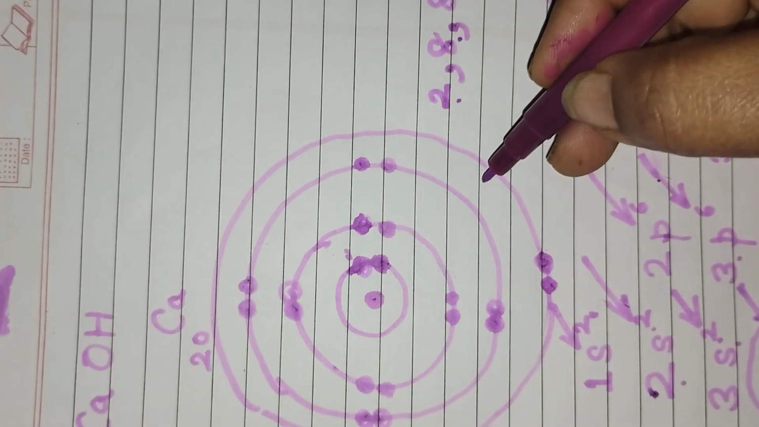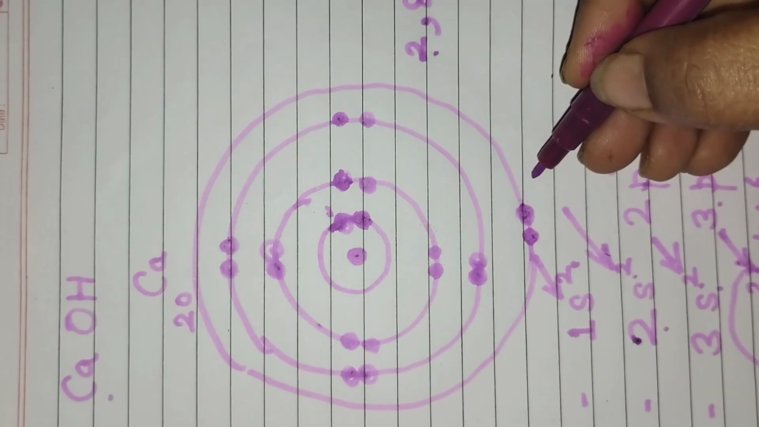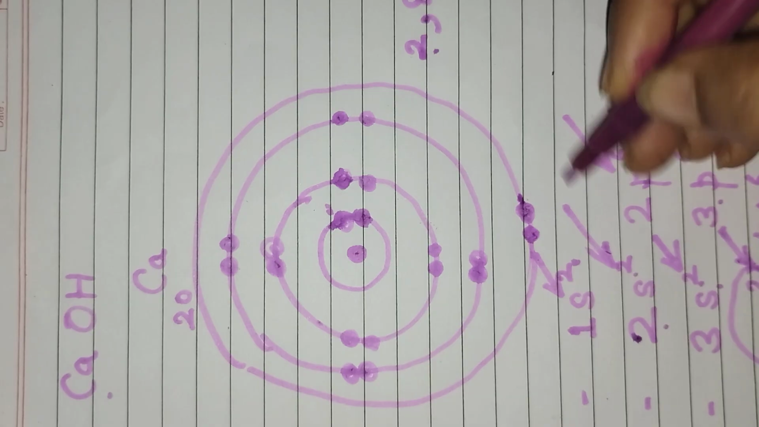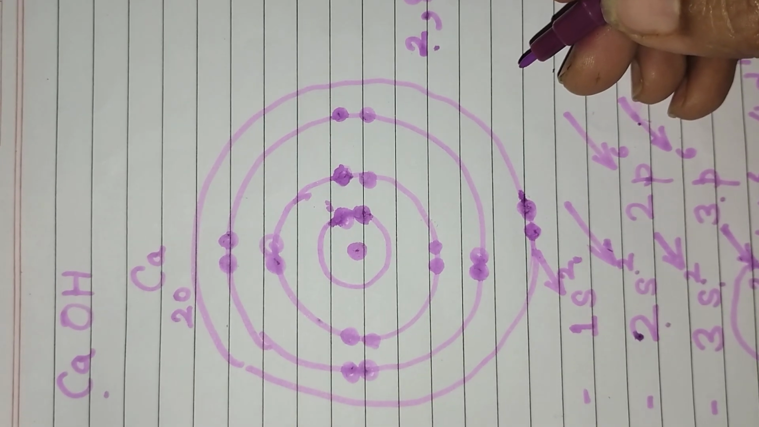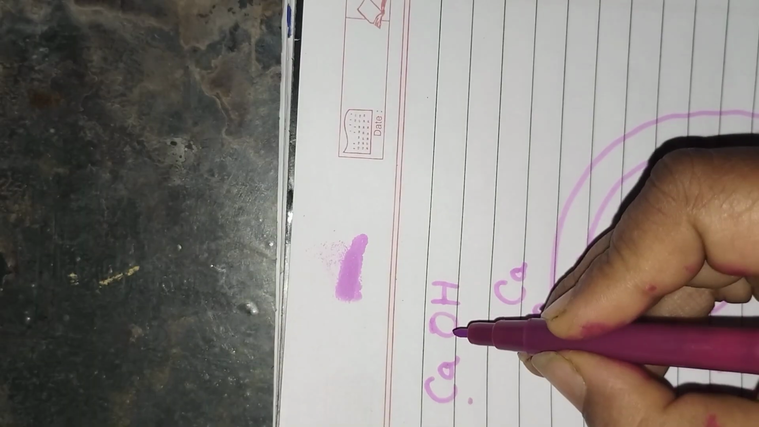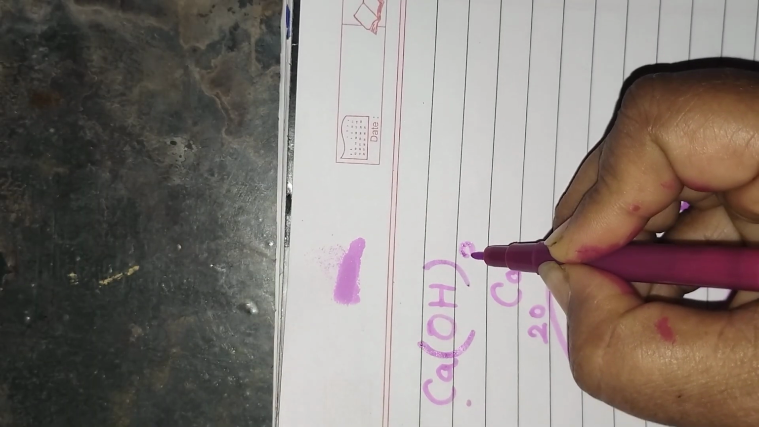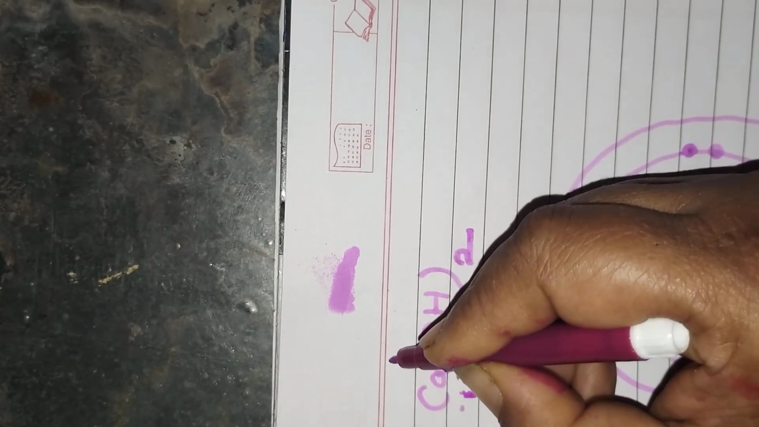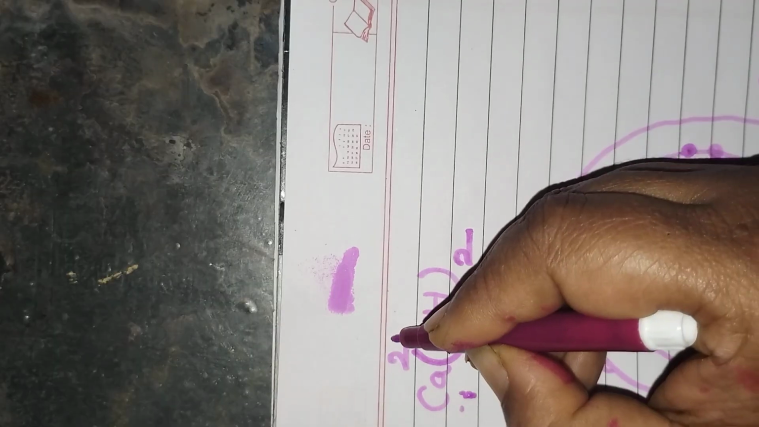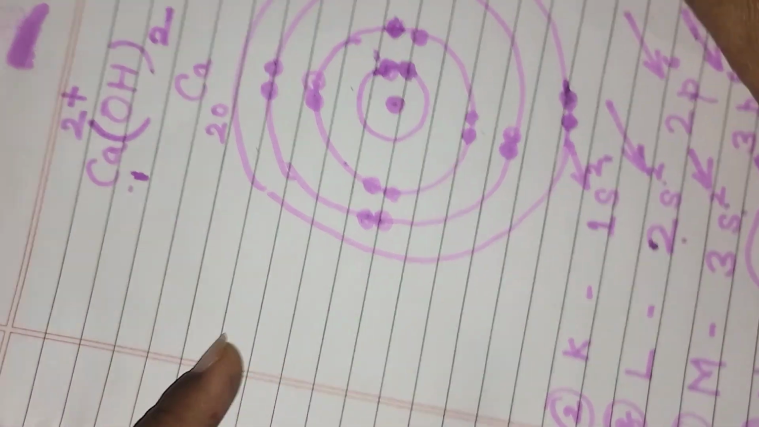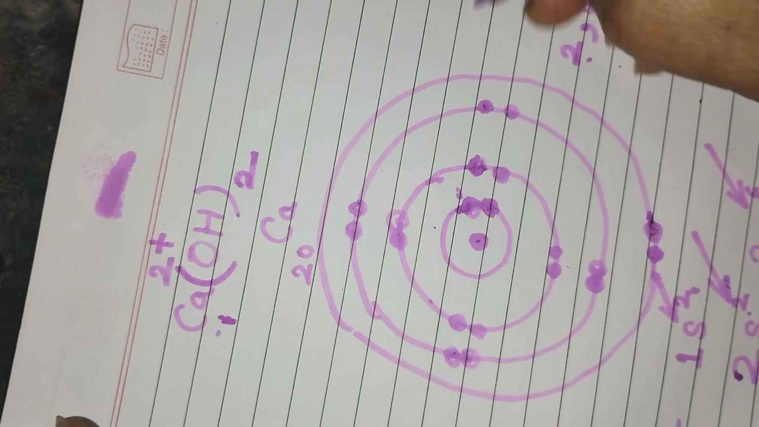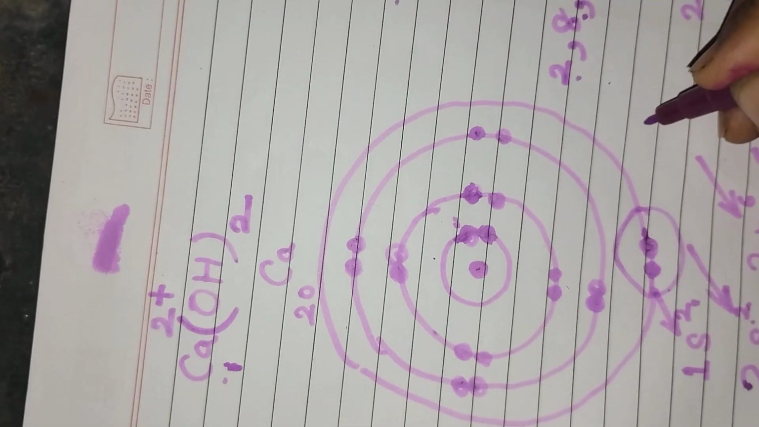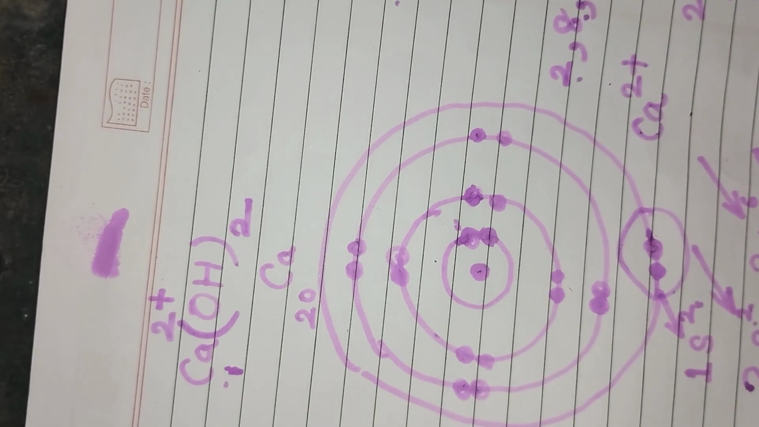So this is the electronic configuration of calcium with 2 electrons in the outermost shell, which is also called the valence shell, and it tends to lose these 2 electrons. So the formula of calcium hydroxide is not going to be CaOH, but it is going to be Ca(OH)2, because the valence electrons in the outermost shell are 2 and it tends to lose those 2 electrons, which will make it 2+. Why is calcium called calcium 2+? Because these 2 electrons in the valence shell are going to be lost, which will make calcium a Ca2+ cation.